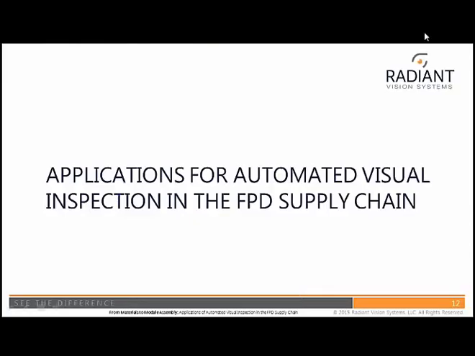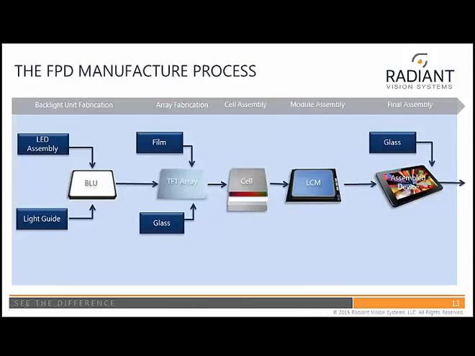So we have applications for automated inspection in the flat panel display supply chain. Before we talk specifically about these applications, we need to talk a little bit about the flat panel display manufacturing process itself. Specifically today we're going to be discussing the thin film transistor process, and to assemble a final assembled LCM or an assembled flat panel display requires a few components. The main components are the backlight unit, a cell, which then becomes the liquid crystal module, which will then be packaged into the assembled device.